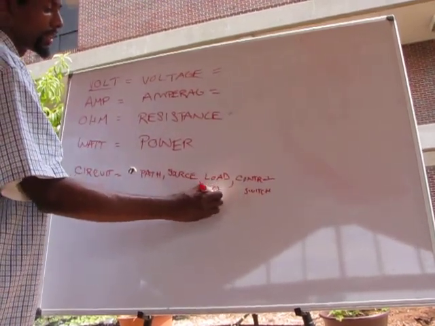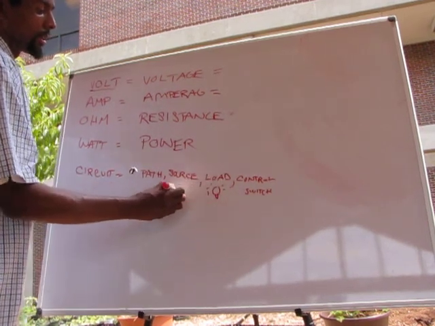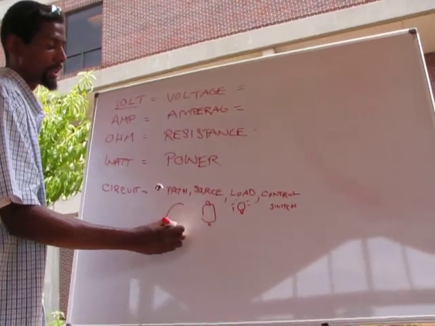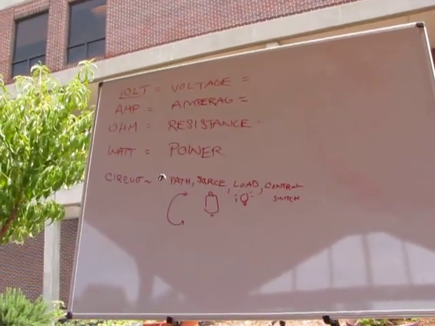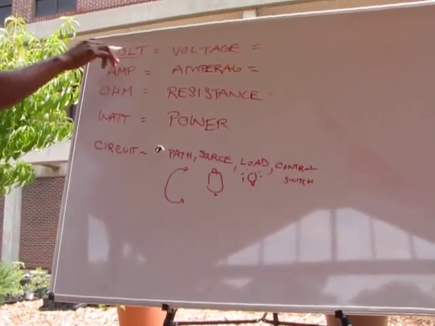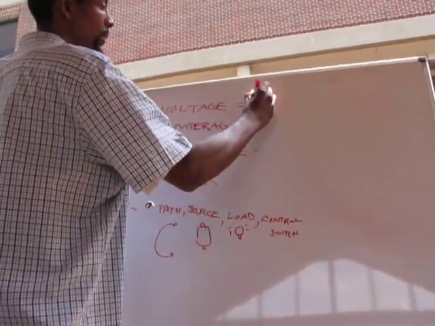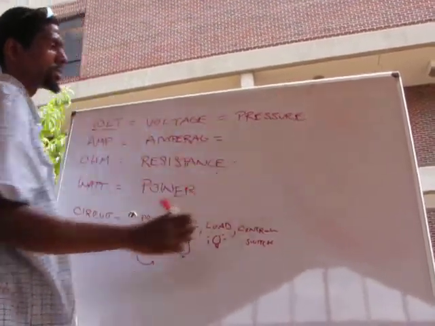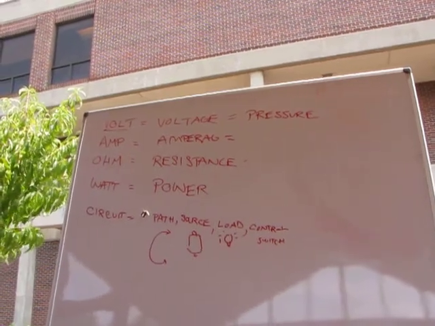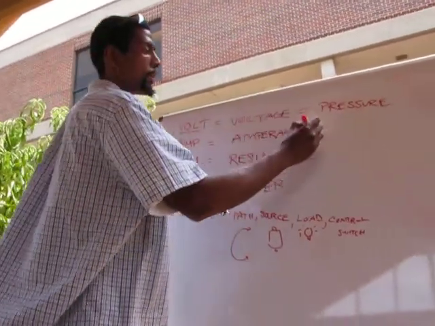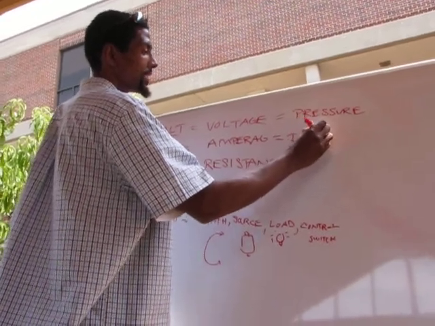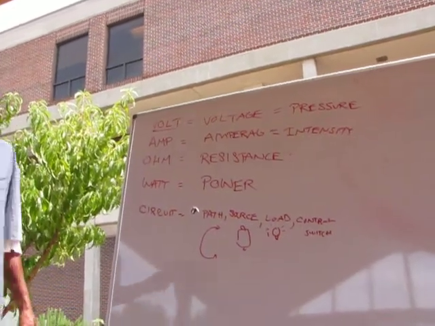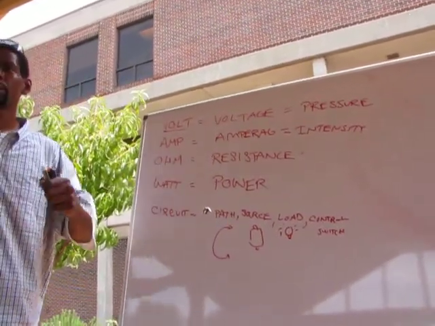The load could be, say, a light bulb. The source could be a battery. The path could be a piece of wire. Okay, let's start at the top. Voltage is measuring the pressure that's being applied to the circuit. I'm going to give you a good analogy in just a second. Amps measure the intensity: how many electrons are flowing. Voltage is how much pressure is pumping those electrons through.